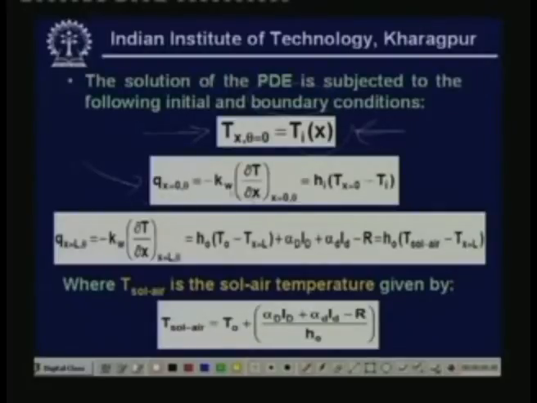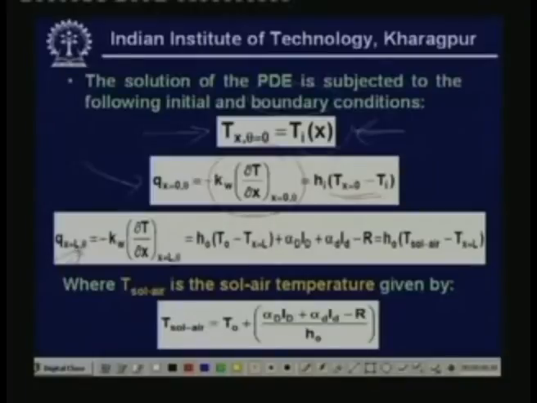One boundary condition is: minus kW dou T by dou x at x is equal to 0 into theta is equal to Hi into (T at x is equal to 0 minus Ti). This is the boundary condition at the inner surface. Similarly, the boundary condition at the outer surface, that is at x is equal to L, is given by this.